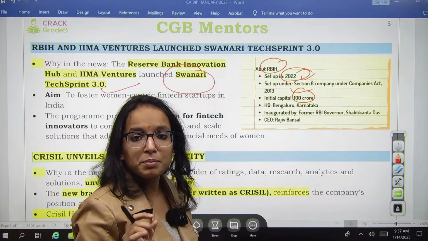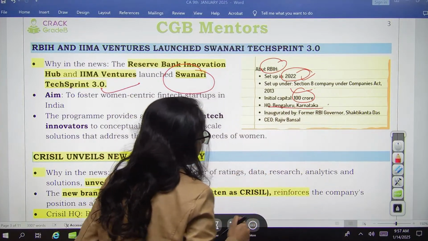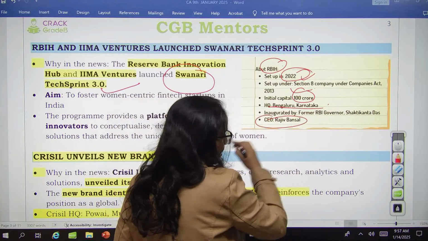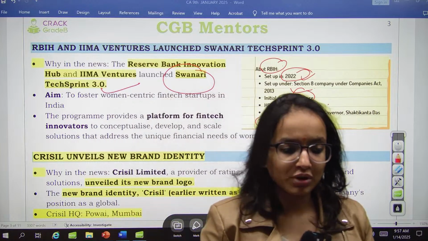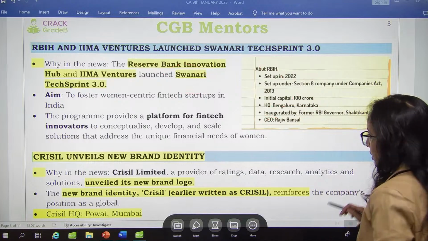Where is RBIH headquartered? Bangalore. Remember, Bangalore. Okay. And presently the CEO of RBIH is Rajiv Bansal. This is an important fact about RBIH. I hope you all will be remembering this. And Swarnari Tech Sprint, remember, 3.0.